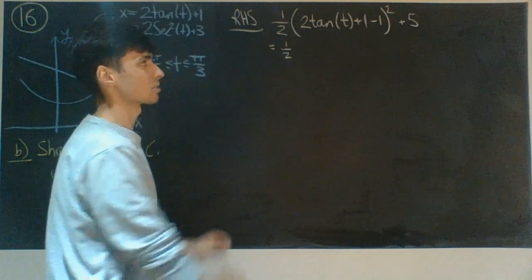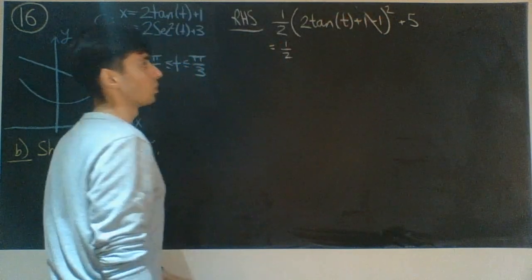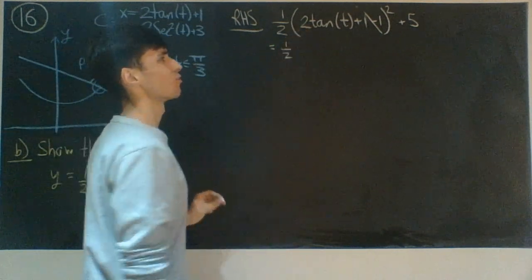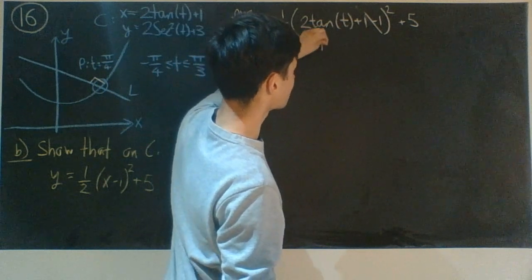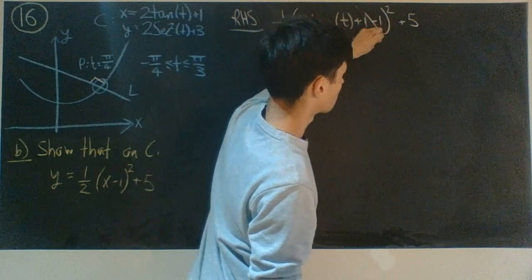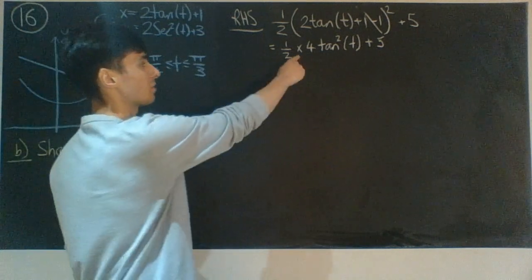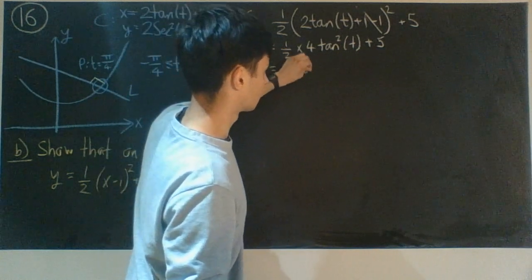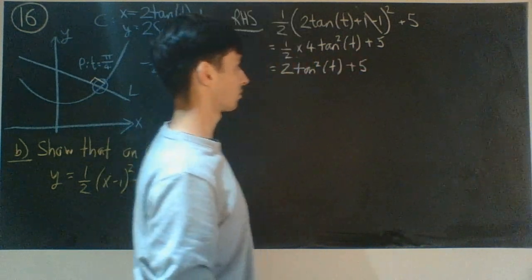Let's see what happens. So we've got 1/2. And inside our brackets, because the plus 1 and the minus 1 disappear, these two go away, we just have 2 tan t squared. And that's going to give us 4 tan squared t. So 1/2 times 4 tan squared t. And we've still got our plus 5 on the end. That hasn't gone anywhere. So what we've got now is 2 tan squared t plus 5.